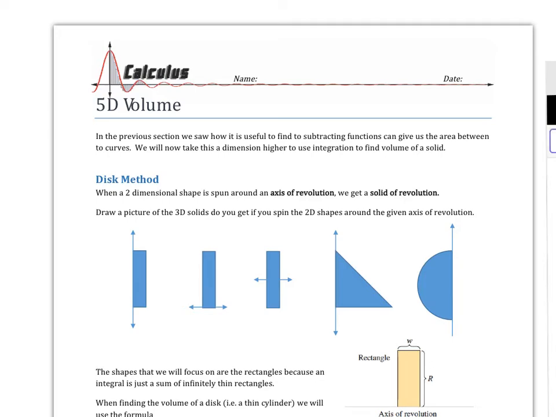In this lesson, we're going to talk about volume and see how integrals can help us with volume. The volumes that we'll be looking at are called volumes of revolution.